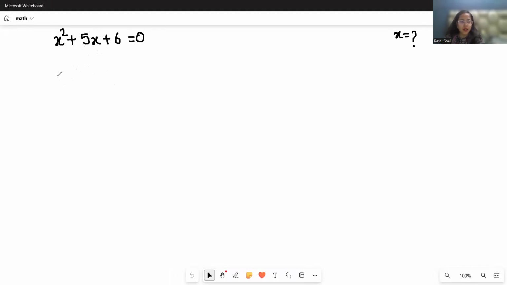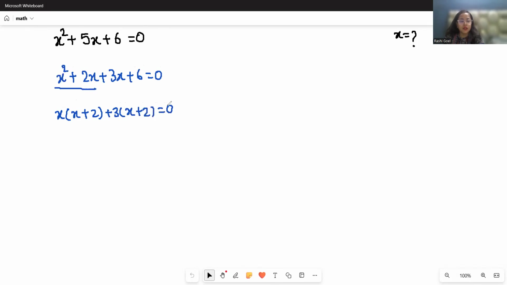So we can write x² + 5x + 6 = 0, 5x as 2x + 3x + 6 = 0. Now from the first two terms, I can take x as common, so x + 2. And if I take 3 as common, x + 2 = 0.